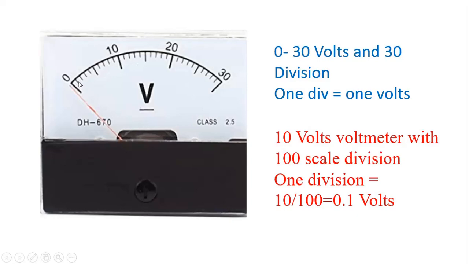Suppose this is that voltmeter, and the least count of this voltmeter will be 0.1 volt. 10 by 100 means 0.1 volts. Now again, this is the resolution of the voltmeter in voltage. You can see this is the resolution of the voltmeter in voltage, or the least count of the voltmeter in voltage.